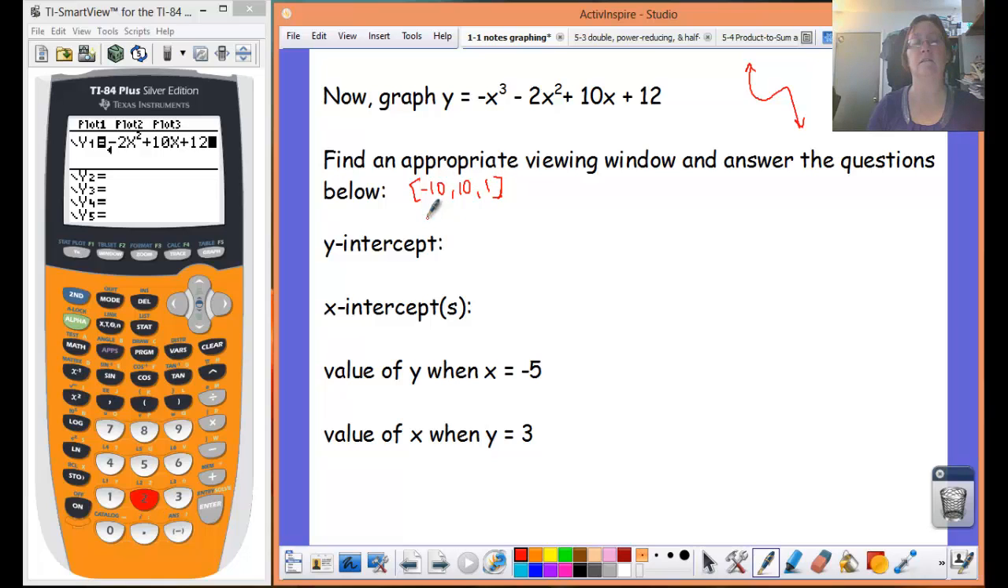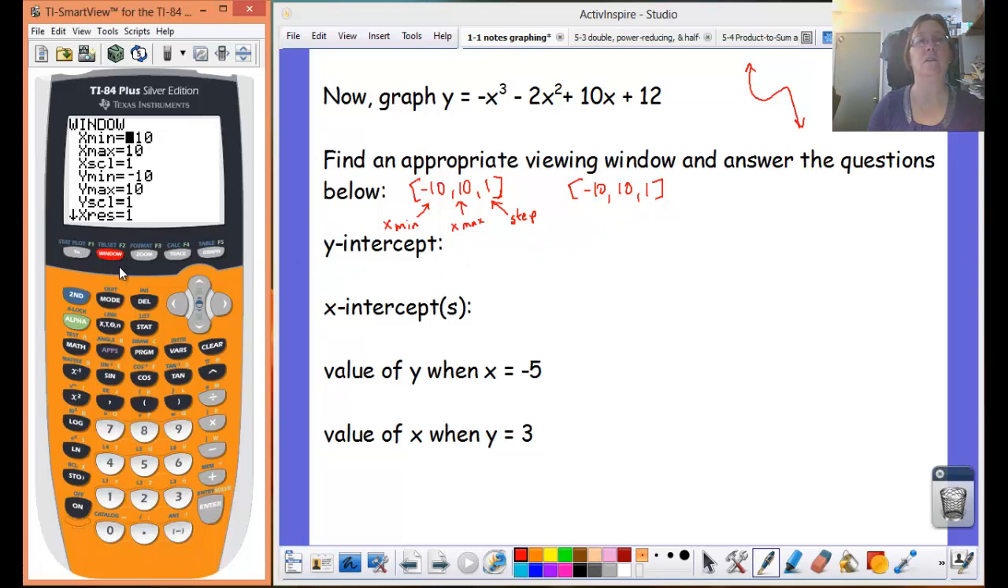So I'm writing this in how our book shows it. This would be the x min, x max, and the step that you're going by. For x's, negative 10 to 10. For y's, negative 10 to 10. That's always a good place to start. Now you can always adjust that window if you need to, and you would do that using the window key. Okay, but I'm going to try that here and see if I see all the features of my graph that I need.